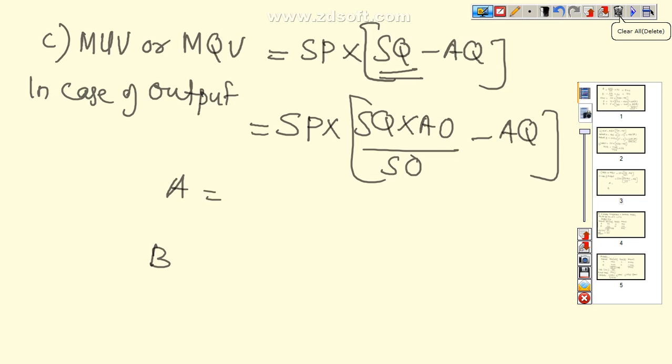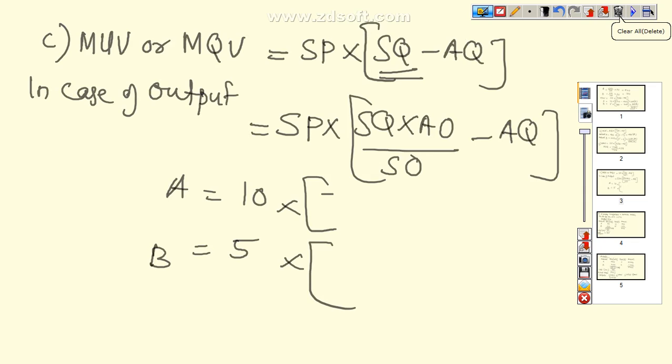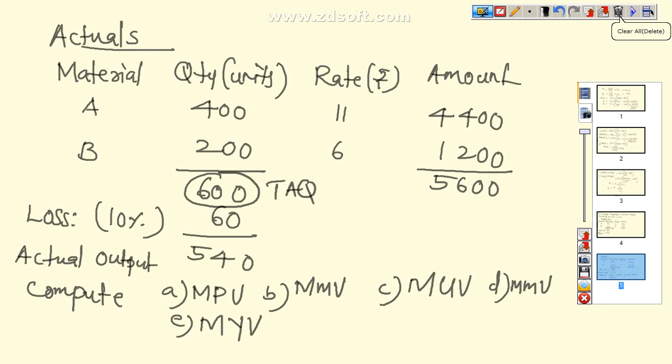Standard price is equal to 10 and 5 multiplied by standard quantity. According to the question, standard quantity is given 70 and 30. So we write it here 70 and 30 multiplied by actual output. Input and output are different, so after deducting loss from input, we will get output.